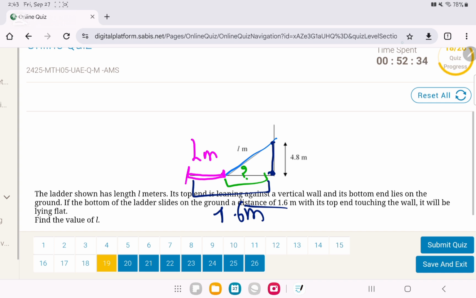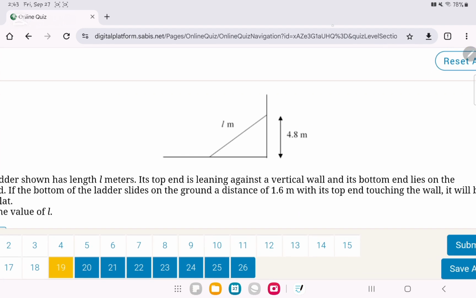But if we use our logic, how much will this be? This will be 1.6 minus the length. Again, I'll repeat because I know it's very tricky. He told us that the ladder went on a distance of 1.6 meters, okay? But this is not the length. The length of the ladder, in fact, is from here until here. So from here until here, this is the length of the ladder.